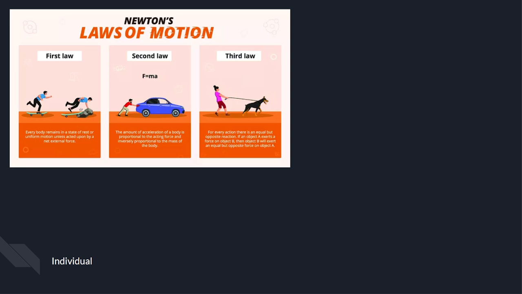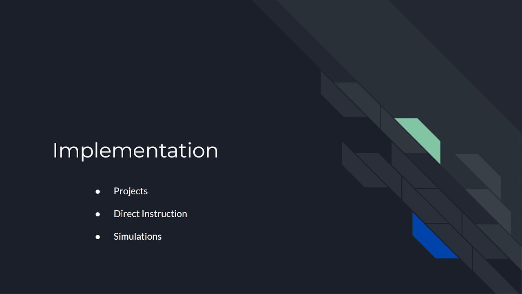And on the individual intervention, this might be things students are actually interacting with. So they might try to push a car and see how their force, it's very difficult, interacts with the mass of the car versus if they were to push a toy car or something. So implementing these interventions, first we'll have projects, then direct instruction, lastly simulations.